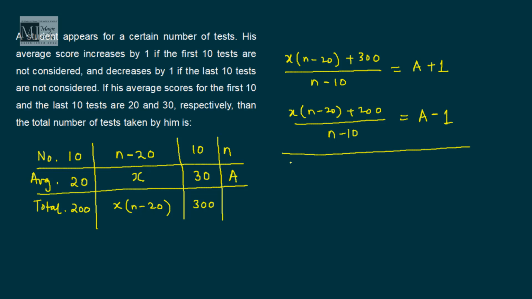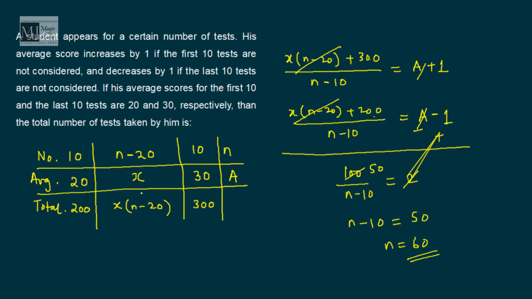Okay, if I deduct these two, this will help me out in finding out the value of n, the total number of tests taken by him. x into n minus 20 by n minus 10 gets cancelled out with x into n minus 20 by n minus 10. Plus minus. Now this is 300, this is 200, so I'll get 100. 100 upon n minus 10 equals A minus A cancels out, 1 plus 1 is equals to 2. Okay, so what we have? n minus 10 is equals to 50. So n will be equals to 60. The total number of tests taken by him is 60.